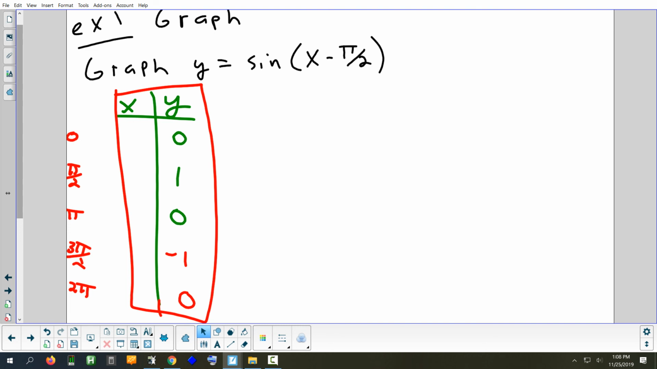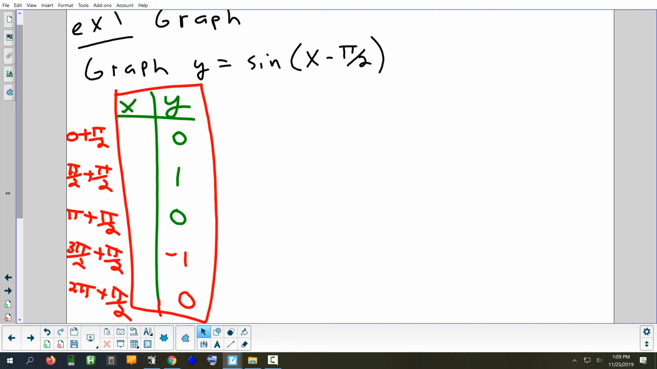Take away pi over 2. Add pi over 2. Right? Because this is supposed to move to the right. The only way it's going to move to the right is if you make all these bigger. So you have to add pi over 2. Now, if you need to find common denominators, that's fine. If you can just give me these in your head, that's fine too. All I'm going to look at is what you put in this table.